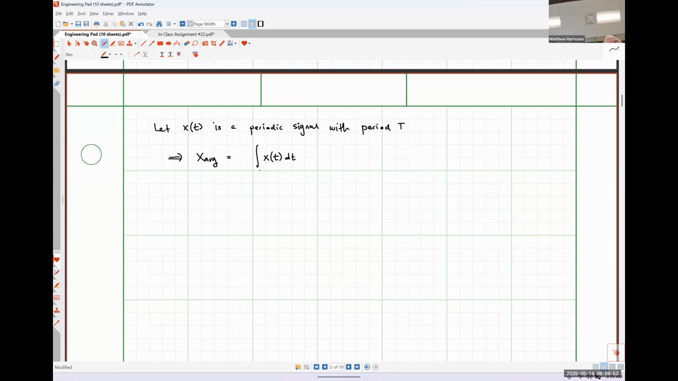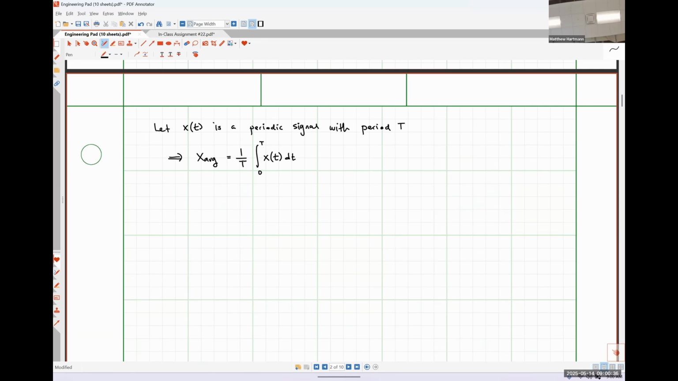I'm going to represent that as an integral from 0 to capital T, but we could just as easily say negative capital T over 2 to positive capital T over 2, which you might see in some textbooks. It literally doesn't matter as long as we are integrating over exactly one period, okay? So I've got the area under the curve over one period. Now I simply divide by the length of that period to give me the average value, represented by a multiplication by 1 over T. That is how I calculate the average value of a periodic signal.